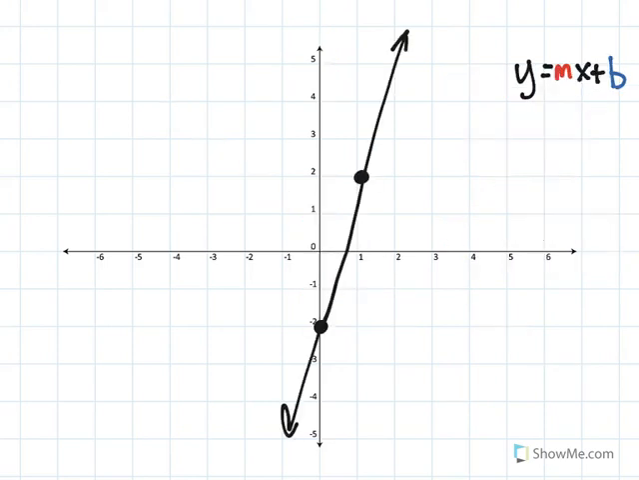Okay, let's try another one. So again, the first thing you want to do is find your slope, what m equals. So we start at the left dot. We're going to rise up. We're going up 1, 2, 3, 4. Positive because we went up. And then we're going to run across. We ran across one box.